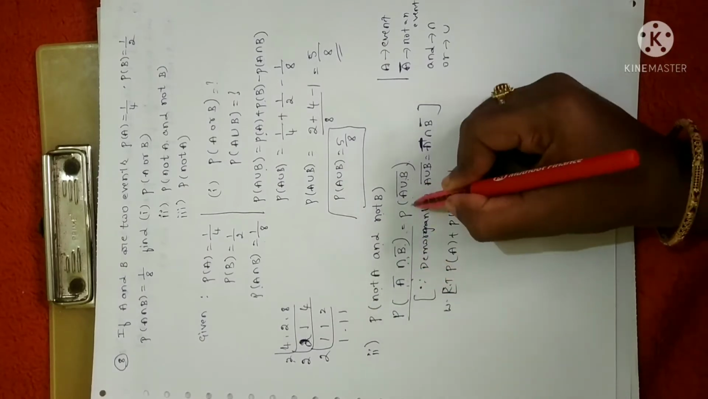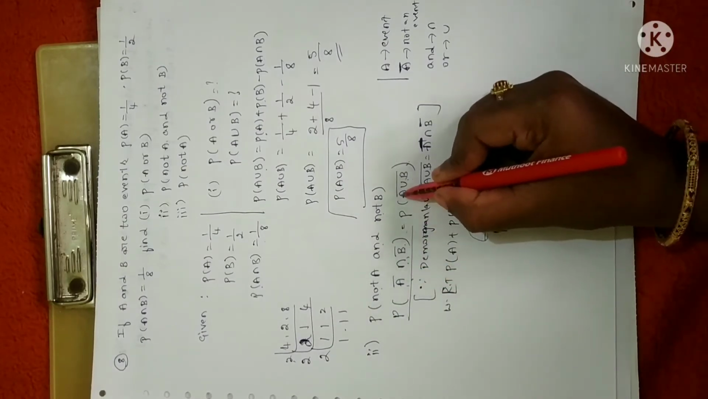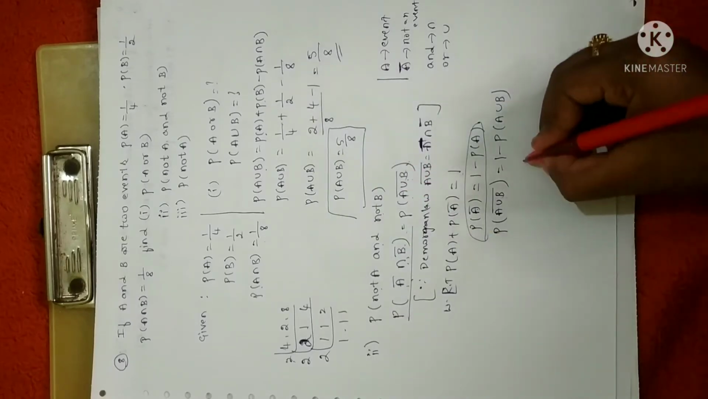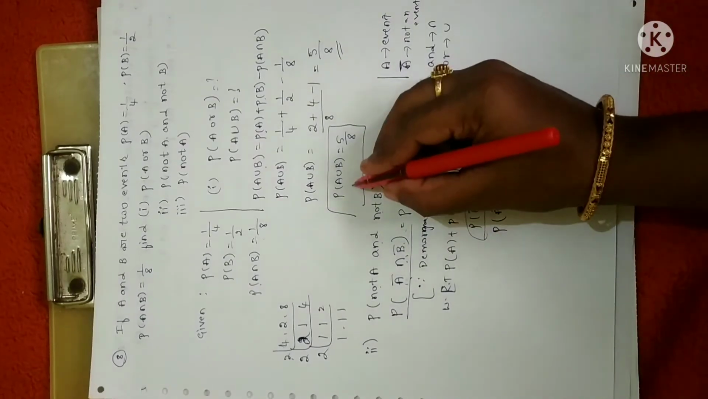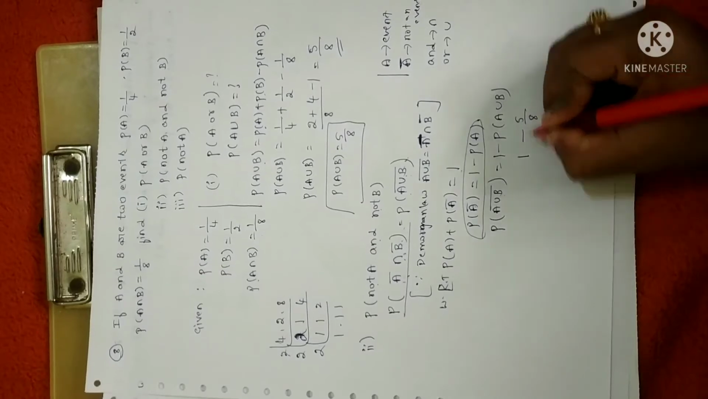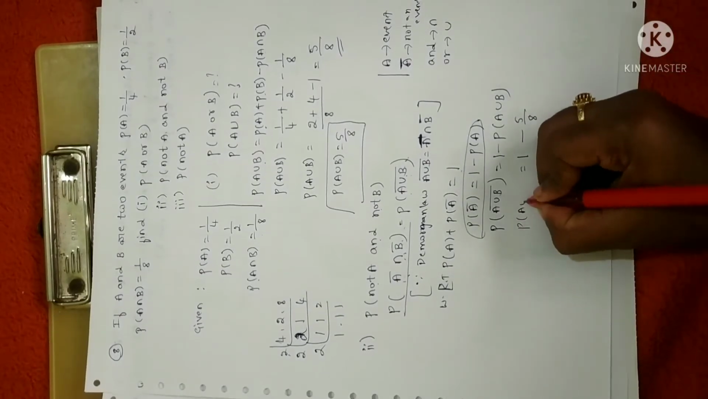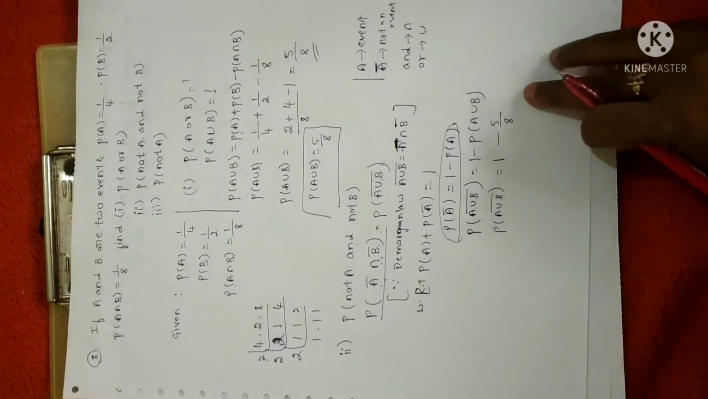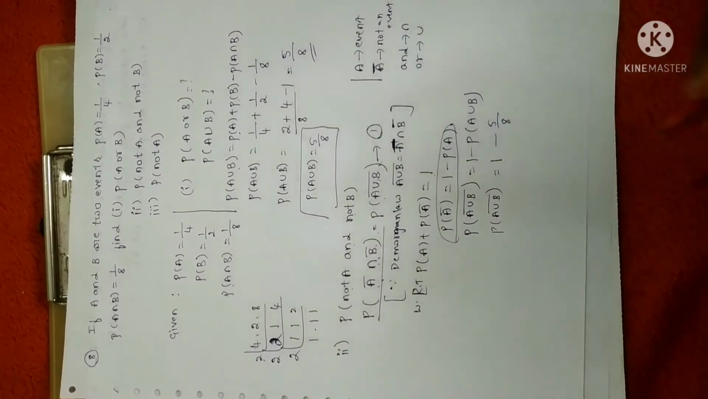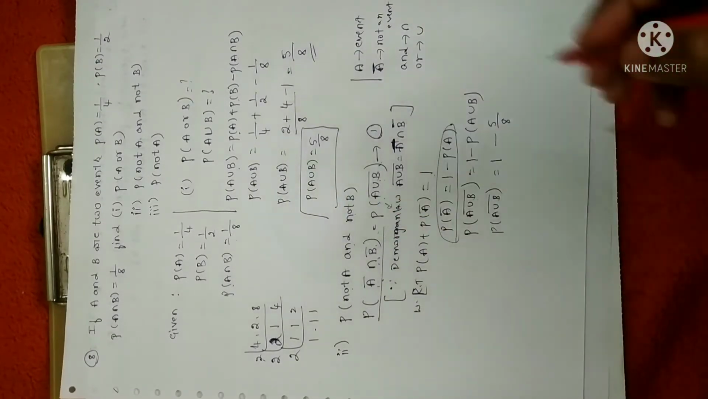So it is equivalent to finding P of (A union B) whole bar. We have already calculated P of A union B. It is 5 by 8. So the probability of (A union B) whole bar is equal to 1 minus 5 by 8. I have applied De Morgan's law, so I have written this.